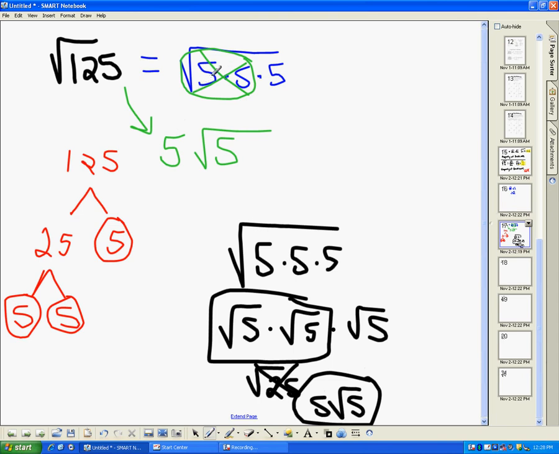Because when you have two numbers multiplied, the square root of those two numbers is one of those numbers, and so that's why you're able to pull that out and put it outside the radical. And if you want to check your answer to make sure that you did it right, you square the number to put it back under here. So 5 squared is 25, and then 25 times 5 is 125. So that's how I know that I did it right.